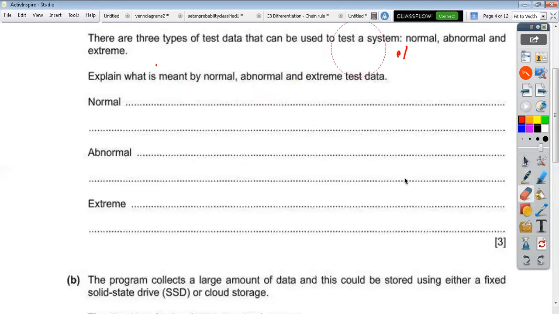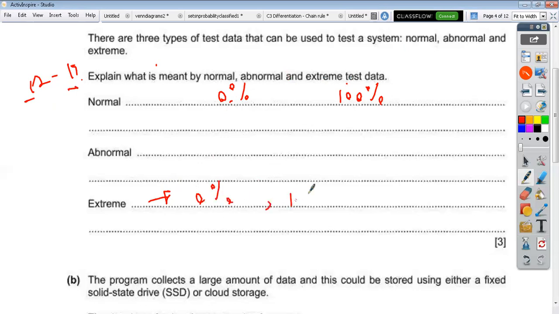Now, my question is, are 0% and 100% normal data? Look at your definitions. No, sir. They are called extreme because they are on the boundaries. So for the age group that I said, 12 to 19, my extremes will be these. Data on the boundaries is called extreme data.